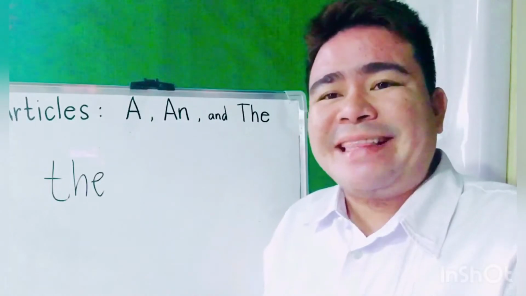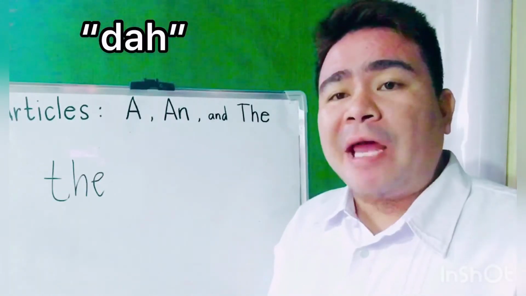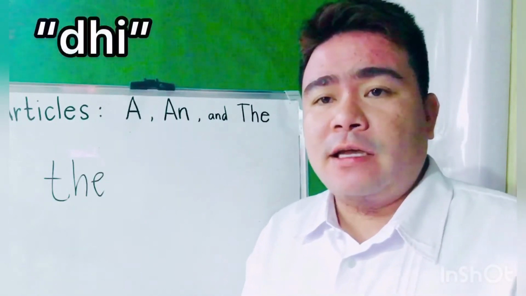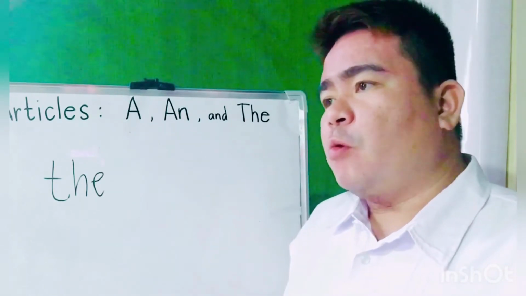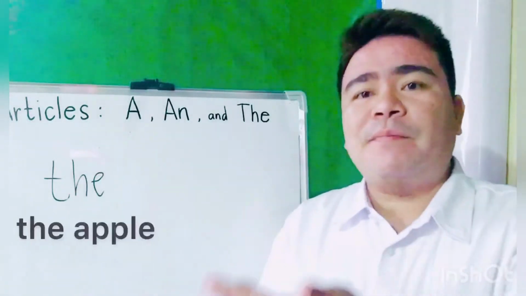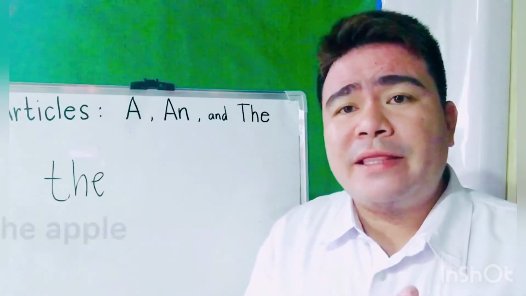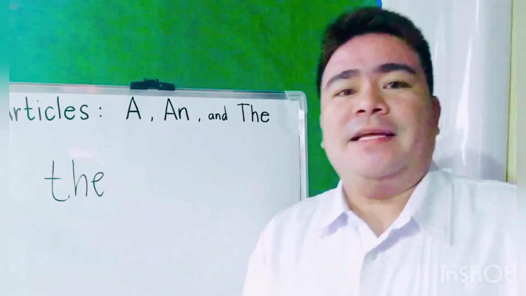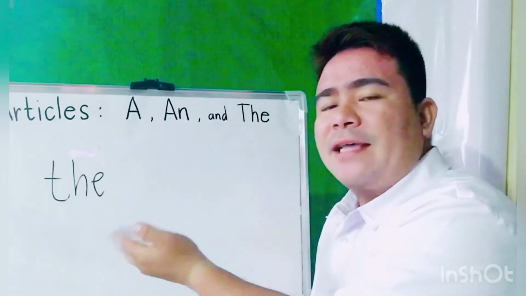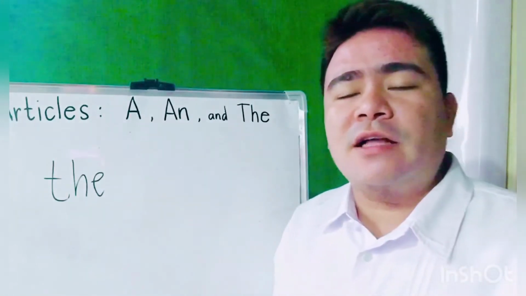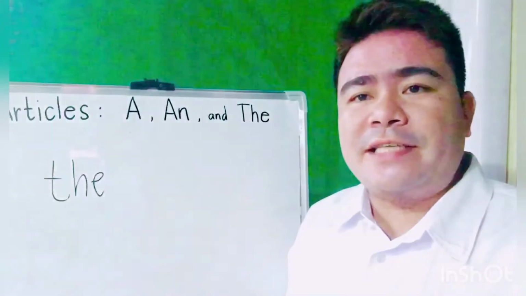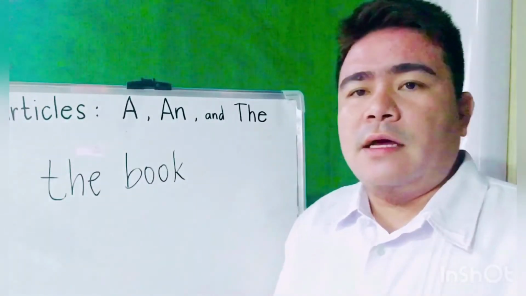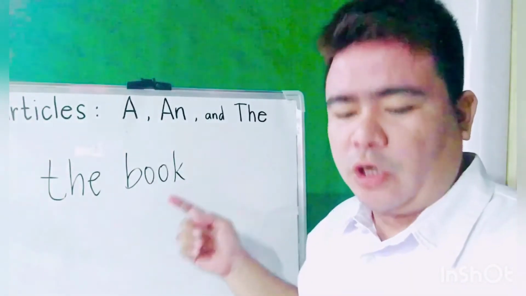The last one is the article the. When will we read the as "thuh"? And when will we read it as "thee"? For example, the umbrella, the apple. Is it confusing to read the as "thuh" and "thee"? Alright, just listen. We read the as "thuh" if it's followed by a consonant sounded letter. For example, the book, the table.